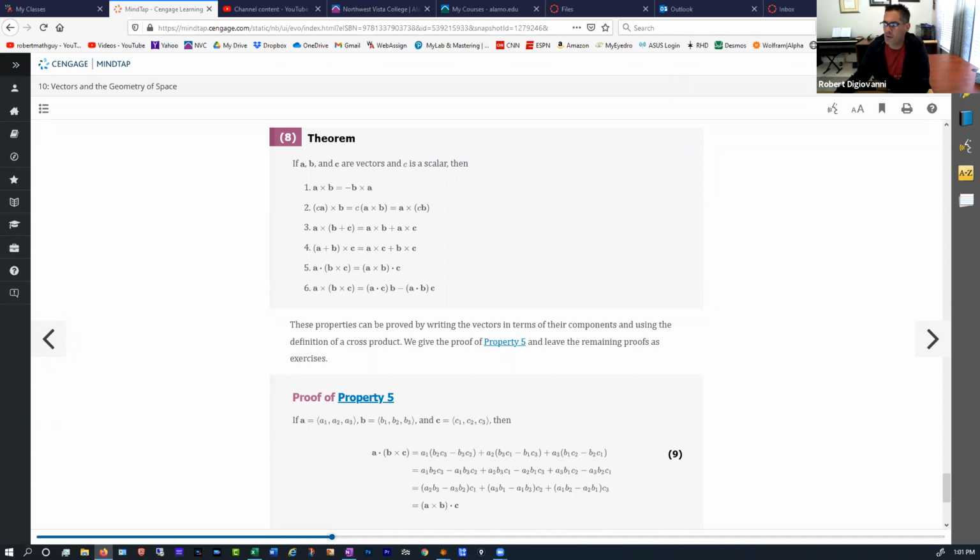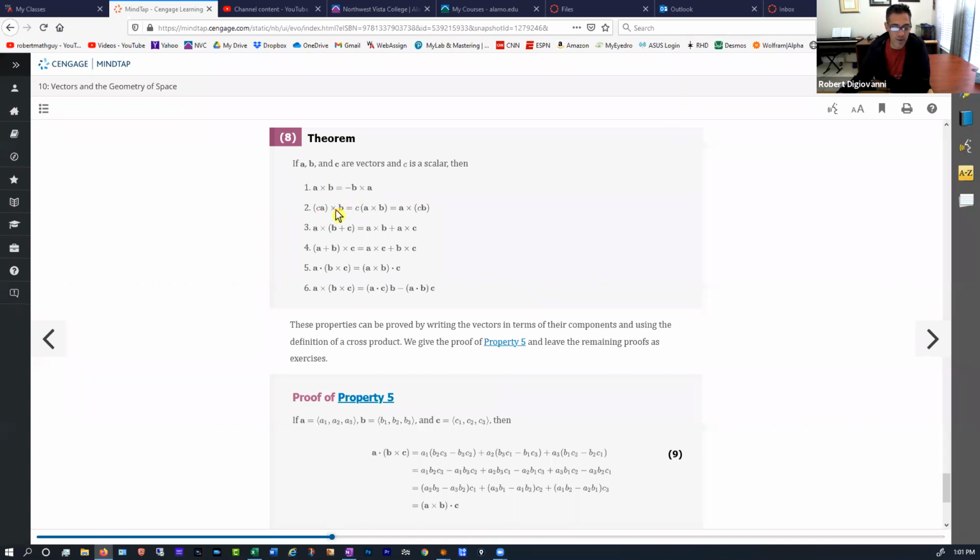Okay, so the first property here is one that we did talk about. If you take two vectors and cross them, you cannot just flip the order. So A cross B is not the same as B cross A. It actually gives you a vector that is parallel, points in the opposite direction, and has the same length. So just be careful on that. It's not truly commutative.